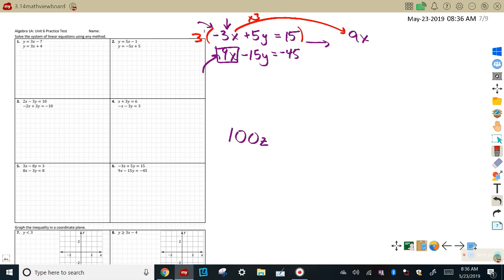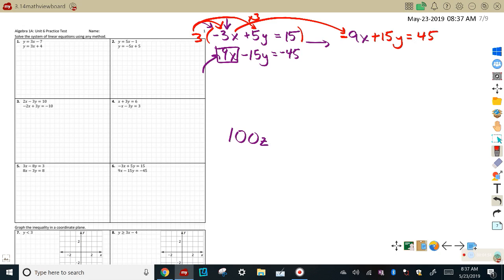Okay, well, if I took 3 times negative 3x, I would get, oh, sorry, we should have a negative 9x there. Sorry about that. I also would have to do 3 times 5y. What would that be? 15y. Positive 15y. And then 3 times 15, you guys know what that one is? 3 times 15 is what? 45.